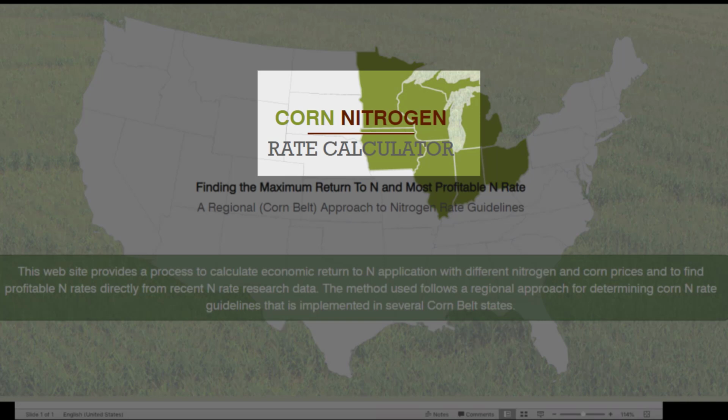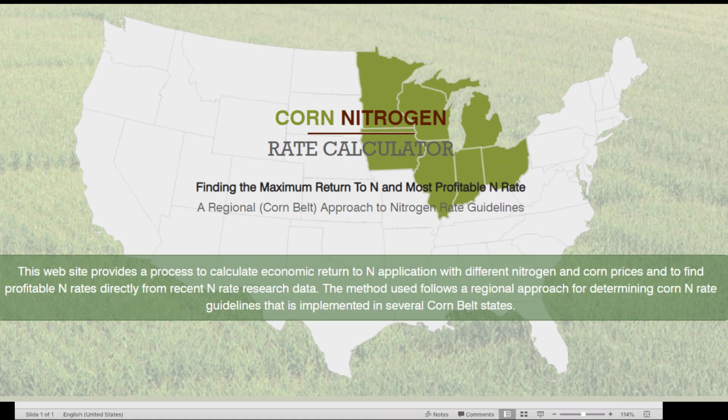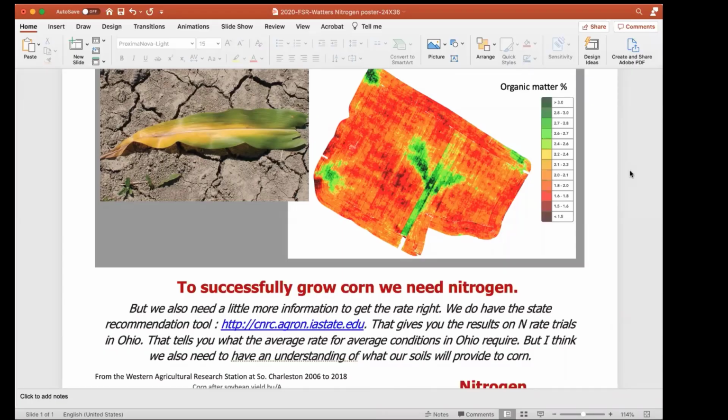If you Google that, or you can see the website here on the screen, cnrc.agron.iastate.edu. That means this tool is housed at Iowa State University, but it's our data that's the backbone for what you get for recommendations here for Ohio. And again, we have data going back into the mid 2000s, so more than 15 years now, that we have data in that to help us set a nitrogen rate here for Ohio. But it's based on economics.